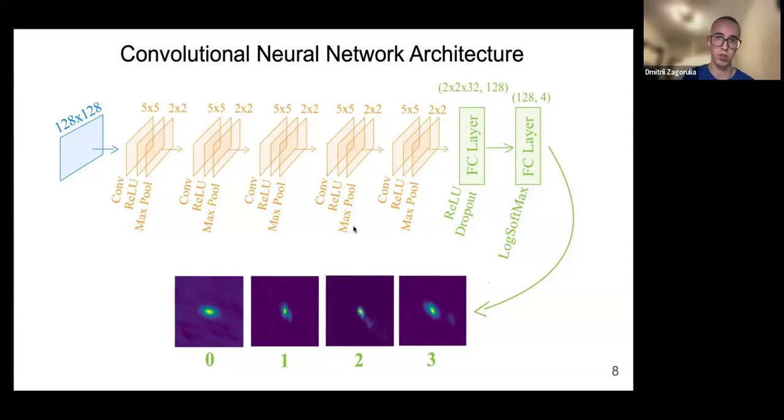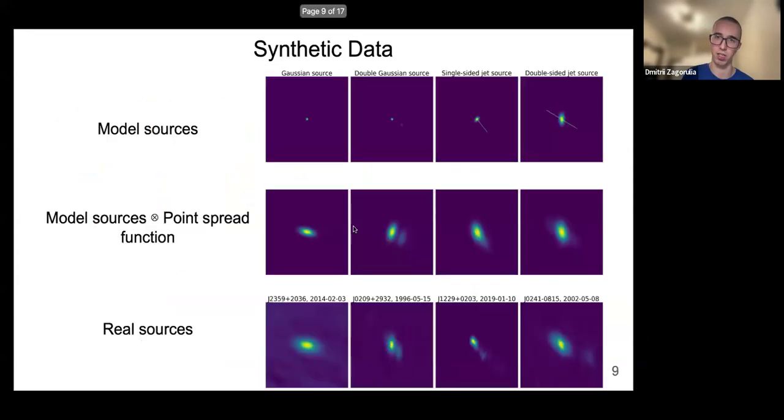But a convolutional neural network is a supervised learning technique, so it assumes that there is a training data set that is already labeled. To fix this, we additionally proposed synthetic data. The first row is the model sources. They are essentially drawn by me by hand. So this is the Gaussian source, double Gaussian source, single-sided jet source, and double-sided jet source.